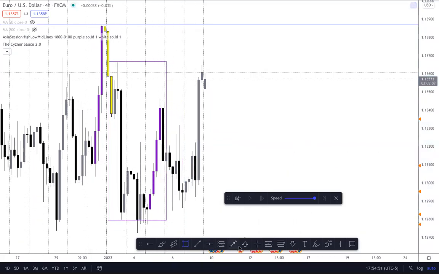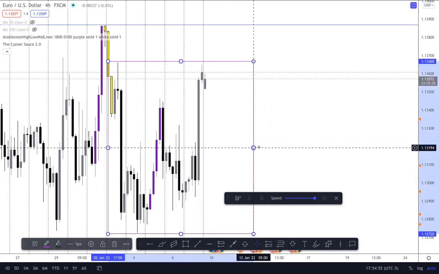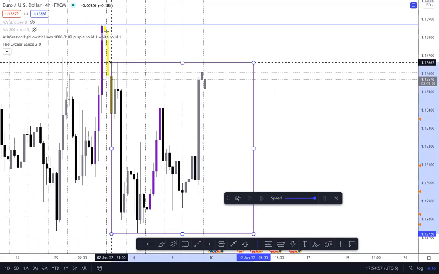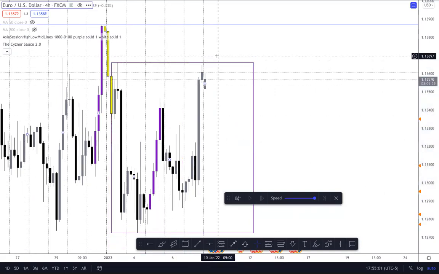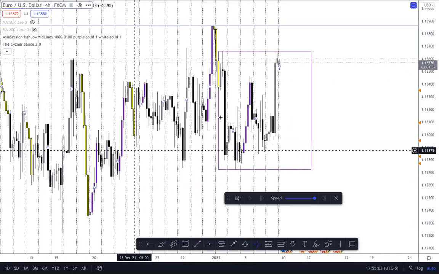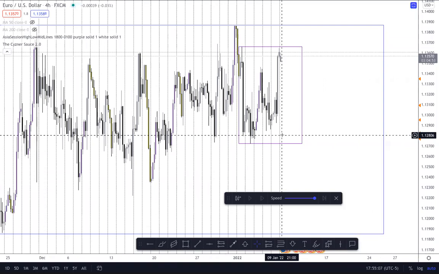I don't really need it because now all of this becomes external liquidity, right? Theoretically, coming Monday, so tomorrow, we will see price kind of sweep these highs and run, is what I have so far.